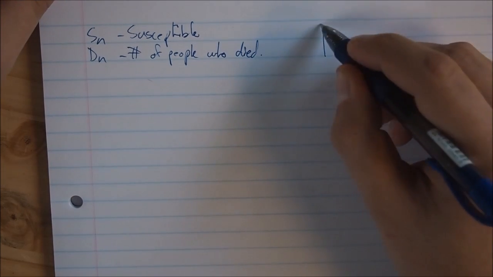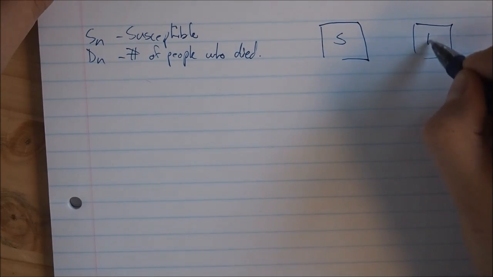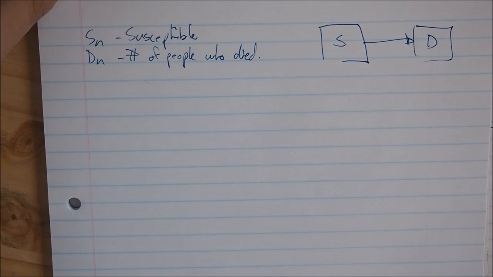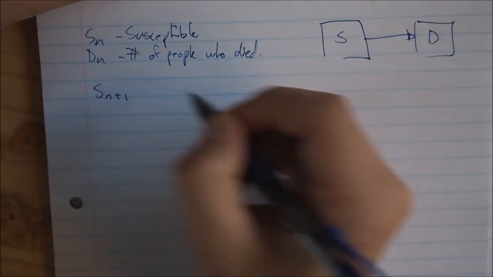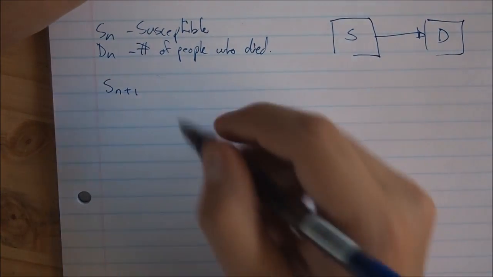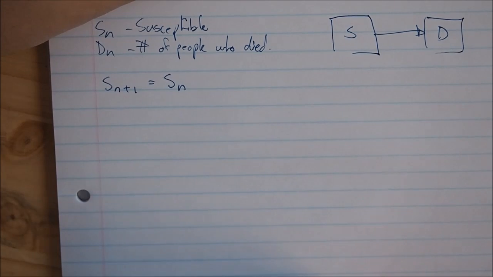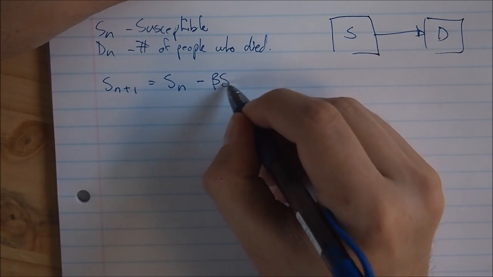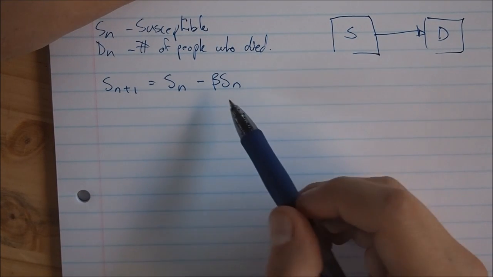Okay. And so if we look at the compartments of this, it's going to have just 2, and people move from the susceptible compartment to the dead compartment. Okay. So the number of people that are susceptible the next week, the next time period, is going to be the number of people that are currently susceptible minus the proportion of them that die. Okay, so beta times S_n is the proportion of people that die.